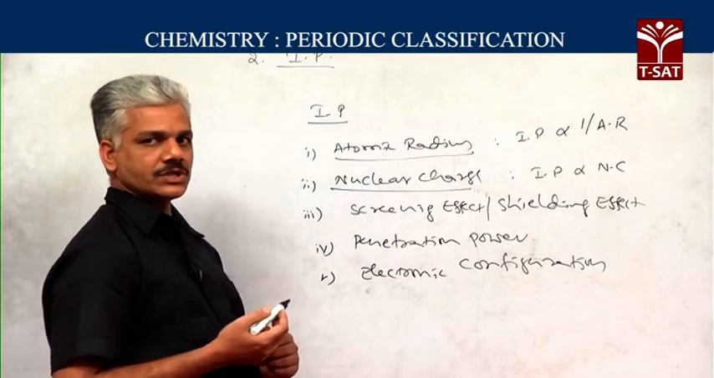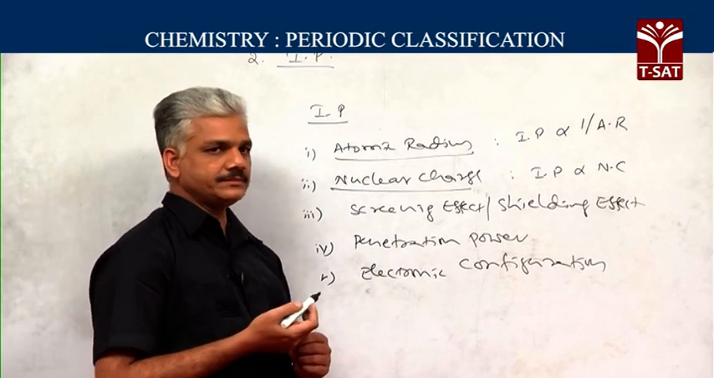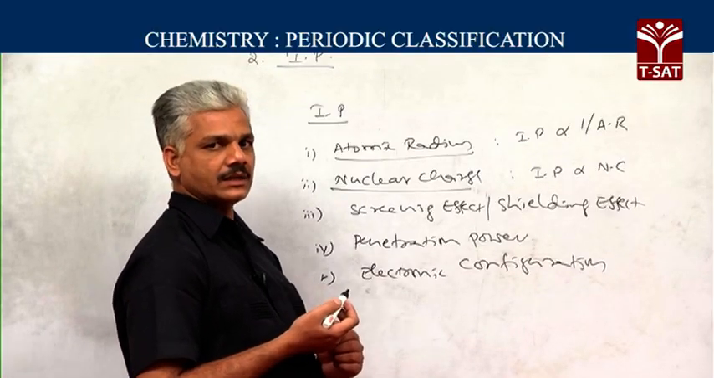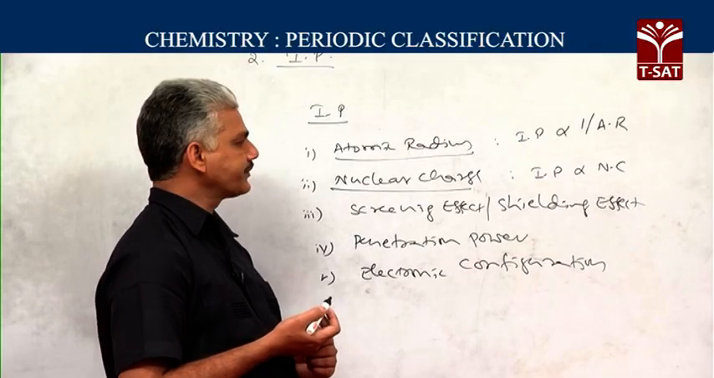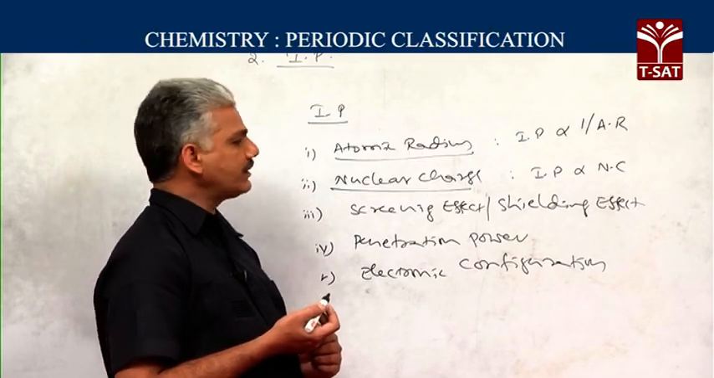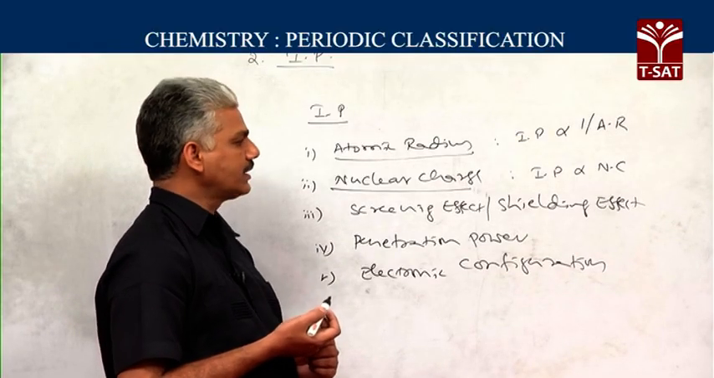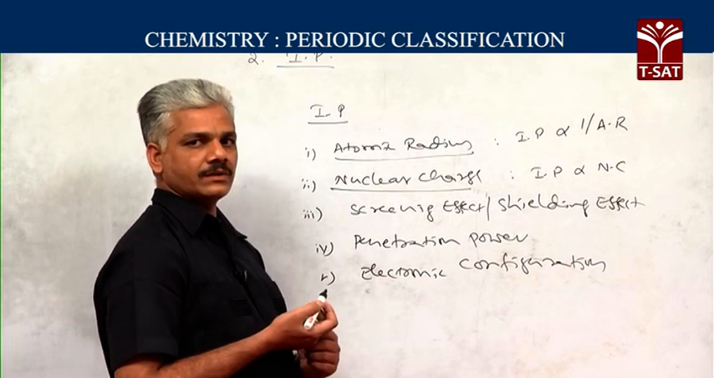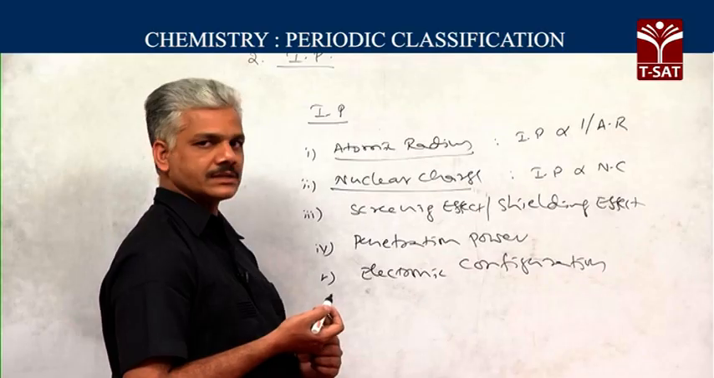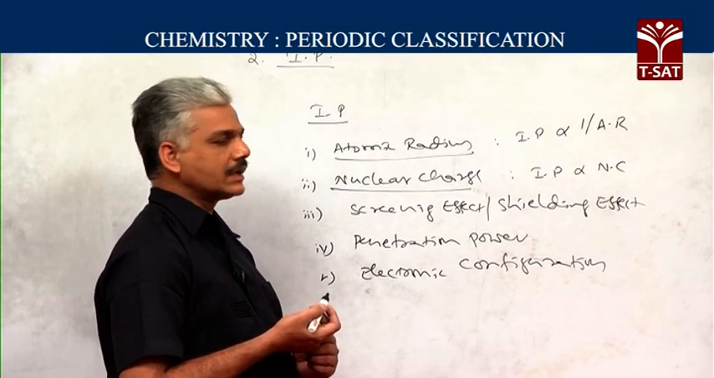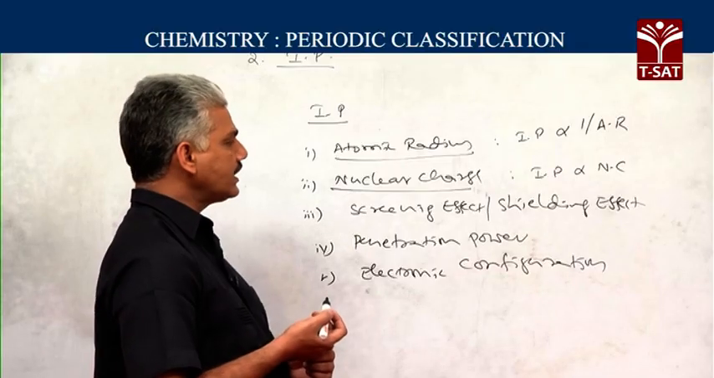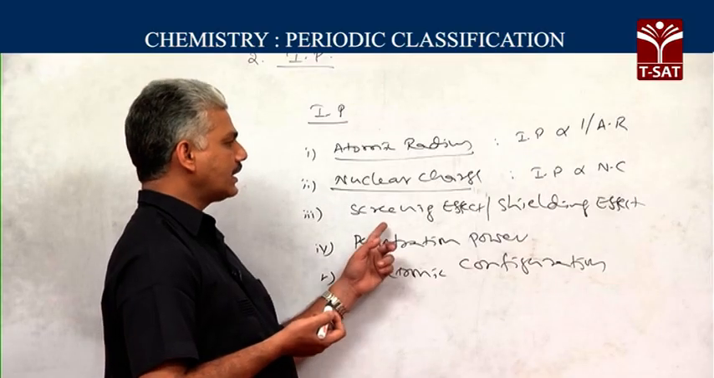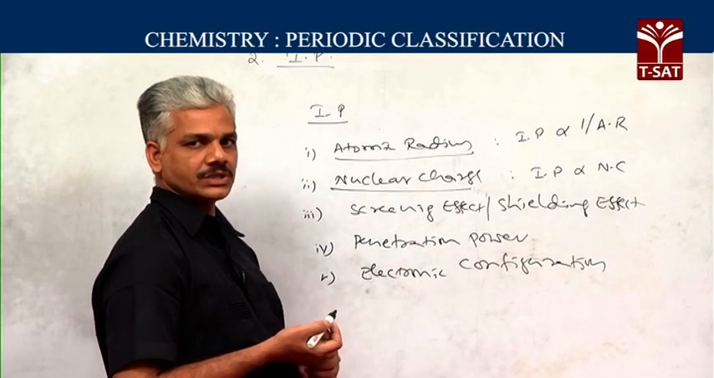Coming to screening effect or shielding effect, in an atom comparatively nuclear force of attraction is less on the outermost orbit because the inner orbits present between the nucleus and outermost orbit absorb the nuclear force of attraction. As a result, effective nuclear charge on the outermost orbit and outermost electrons is less. As a result, less energy is sufficient for the removal of electron. That effect is called as screening effect, also called as shielding effect.